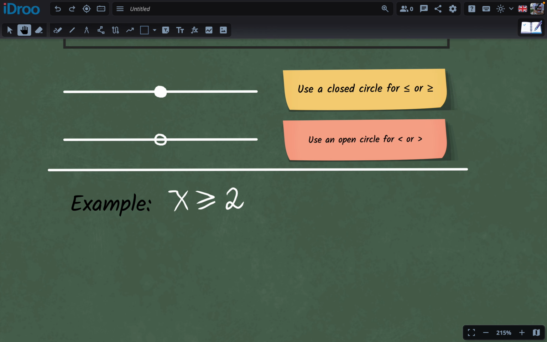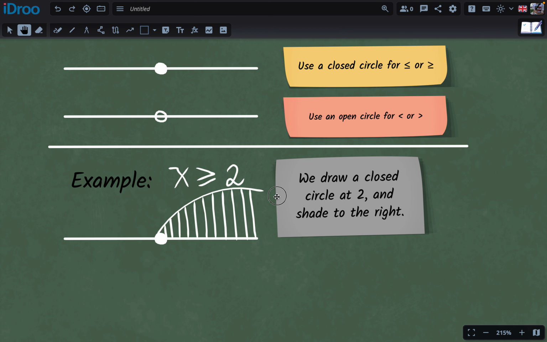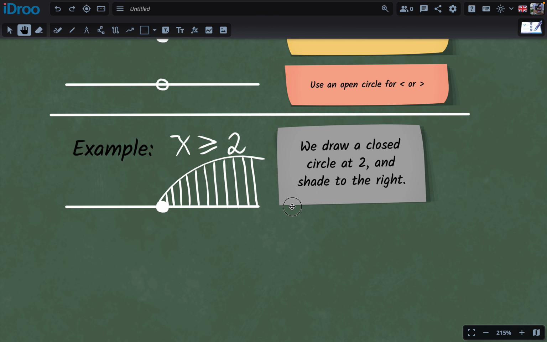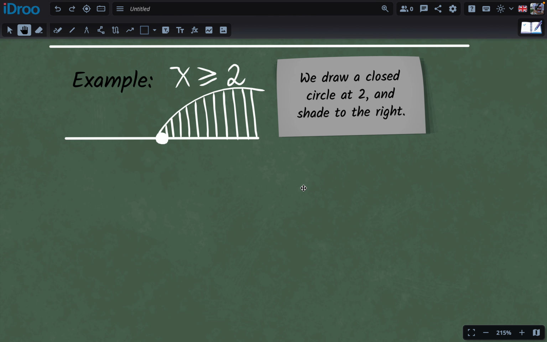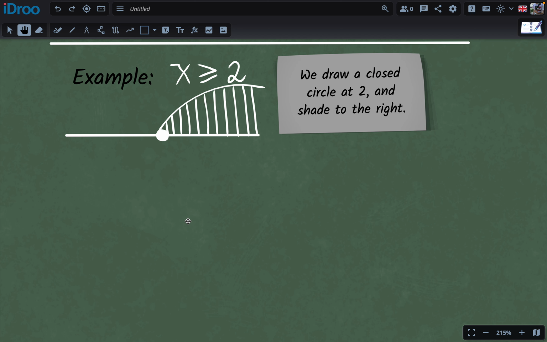So we draw a closed circle at 2 here, as given in the example. And here we shade to the right because x is greater than or equal to 2. That's why we draw a closed circle here.